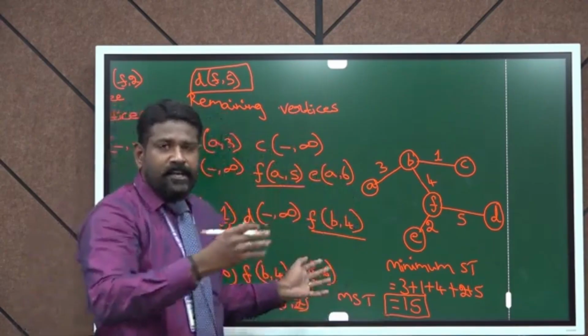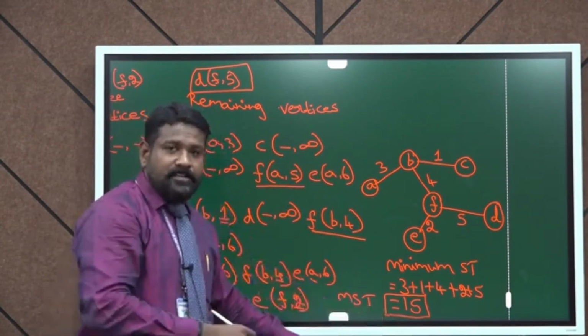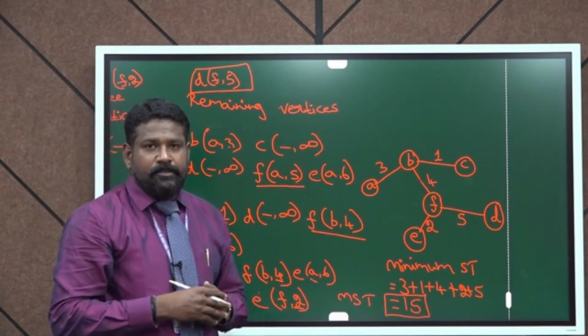Even if we construct the n number of possible spanning trees, we cannot get a minimum value less than 15 for this given input graph.